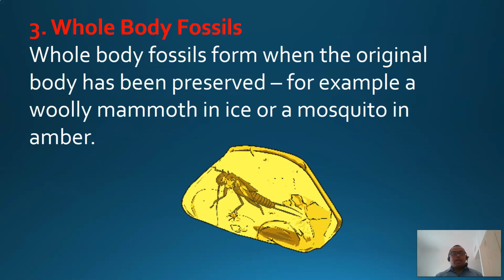And finally, we have whole body fossils. Whole body fossils form when the original body has been preserved. For example, a woolly mammoth in ice or a mosquito in amber, just like here in the picture.